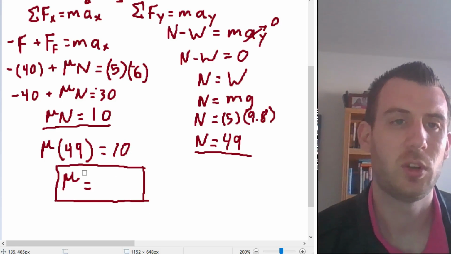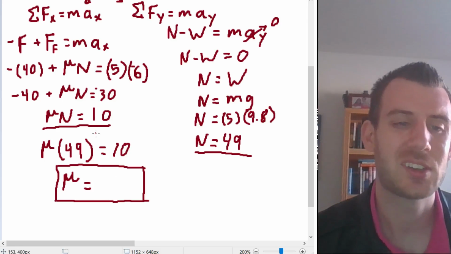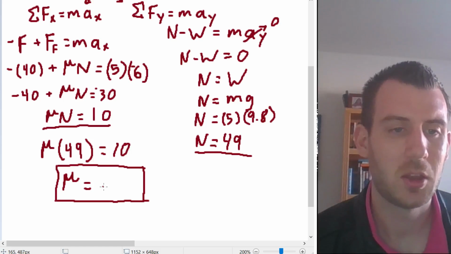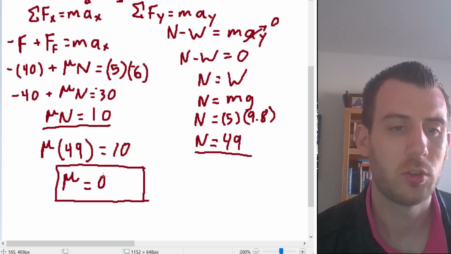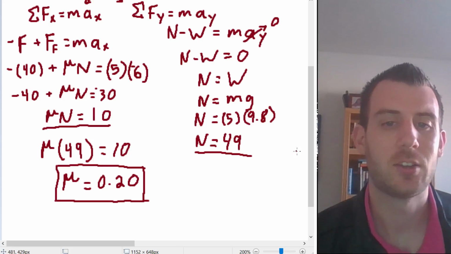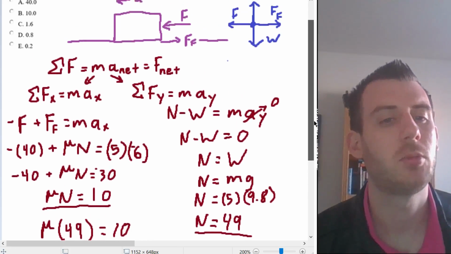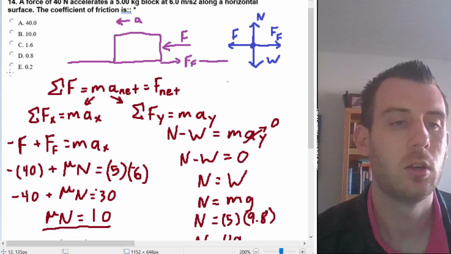A coefficient of friction that's above 1 is something to maybe think about. There's a couple of them that are above 1, but not many, and they're definitely not much above 1. So 0.20, and that's our unitless coefficient. Let's go up and check for that. 0.20, there we go. It's right there on letter E.